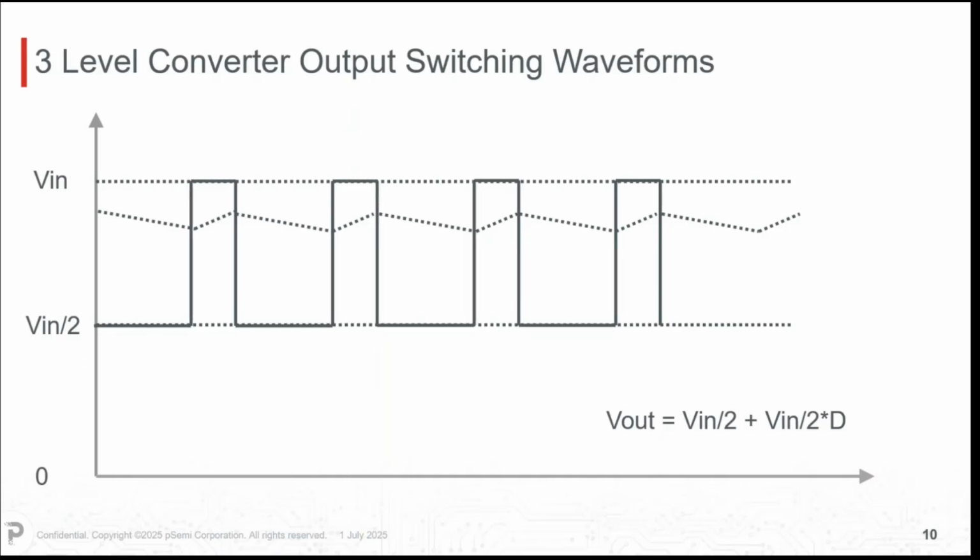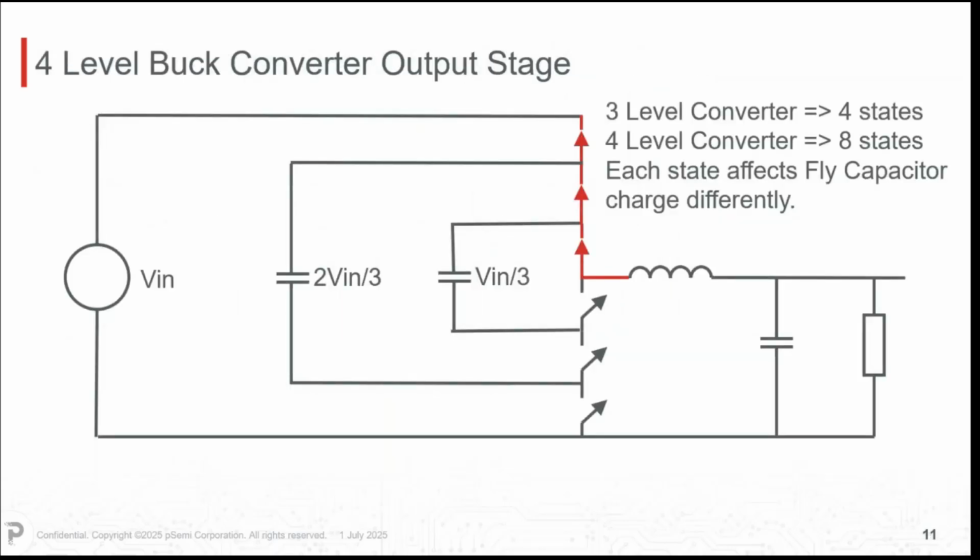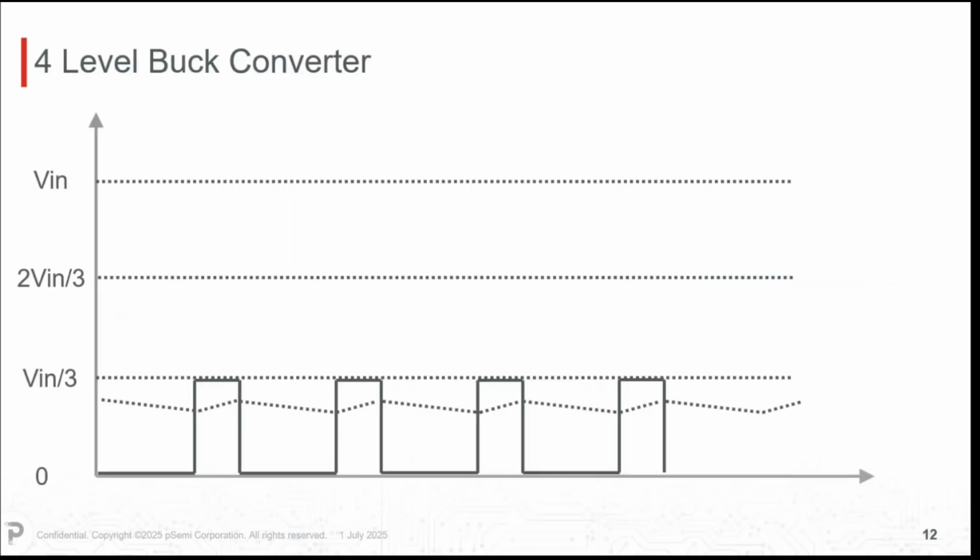Just to make it even more complicated, we might be using a 4-level buck converter output stage, which has, in this case, 6 switches. And this has 8 different states. Each state affects the capacitor differently, and effectively what we're storing is Vn/3 on one fly capacitor and 2Vn/3 on the other, with various combinations of these switches. Just showing one of them here.